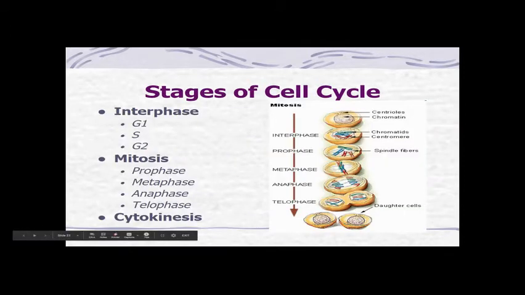So again, just a reminder of the stages. We've got interphase, which has G1, S, and G2. We have mitosis, which has prophase, metaphase, anaphase, and telophase, and then finally cytokinesis, the cell splits. And then those two daughter cells will go back into interphase and start the cycle again.